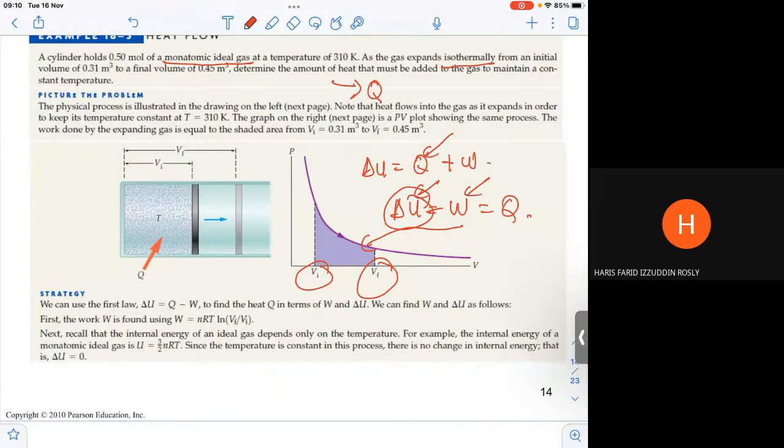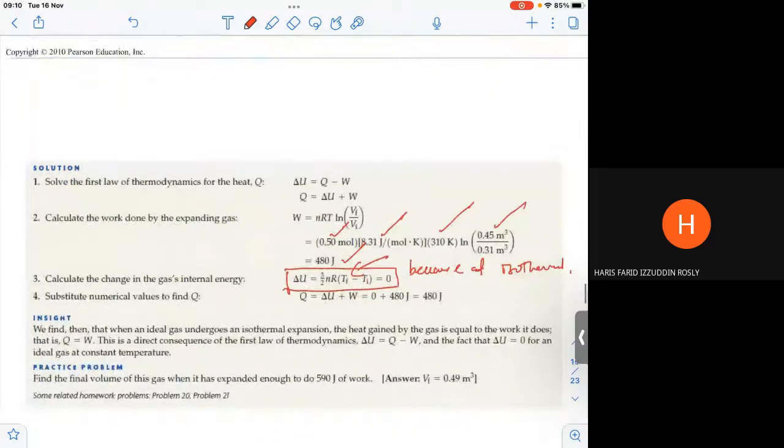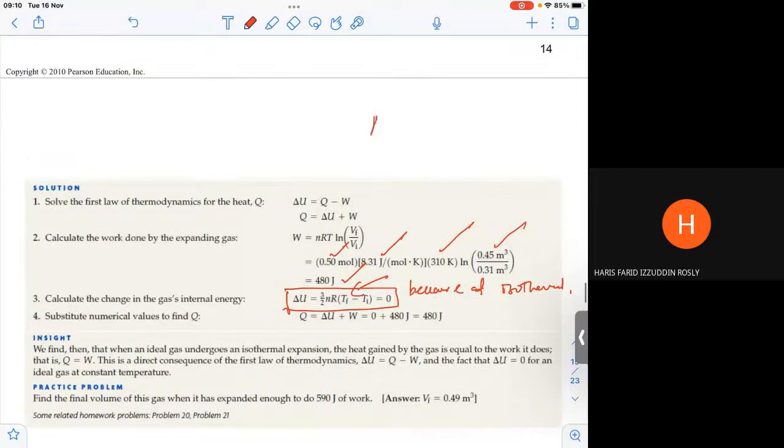So the value will be 0 minus, minus with minus. So delta U equals Q plus W. Again, Q is equivalent to delta U minus W.